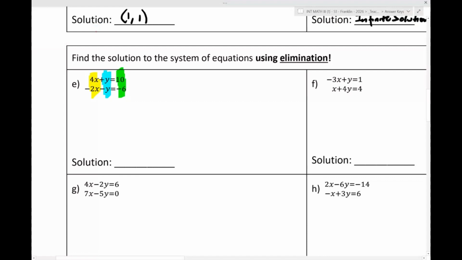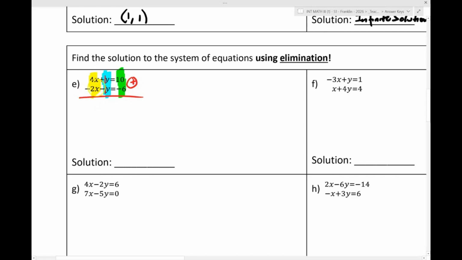And the second is you want to look for opposites on your coefficients. So if you look at x's here, we got 4 and negative 2. Those are not opposites. But here we have a positive 1 and a negative 1, and those are opposites. And so this system is ready to go for elimination. What we can do is just add these together.